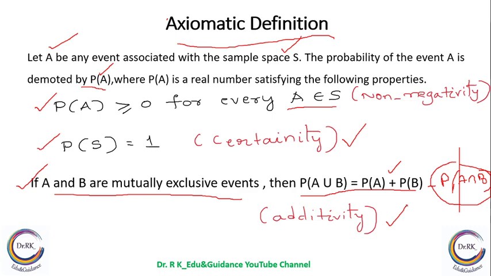That means we had three definitions. In some exams, they may ask you to write all the definitions of probability. One is the regular P of A equal to N by M, that is the classical definition of probability. The second one is the statistical definition of probability. The third one is the axiomatic definition of probability. So these three are the definitions of probability.